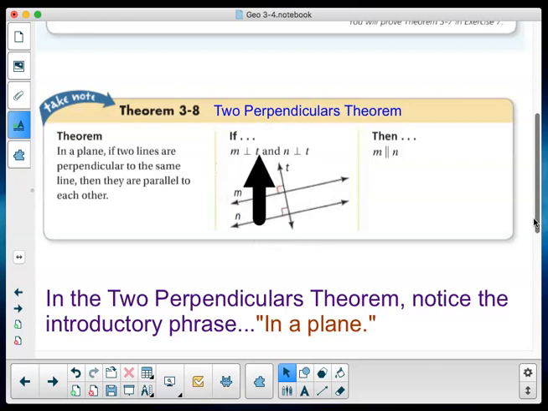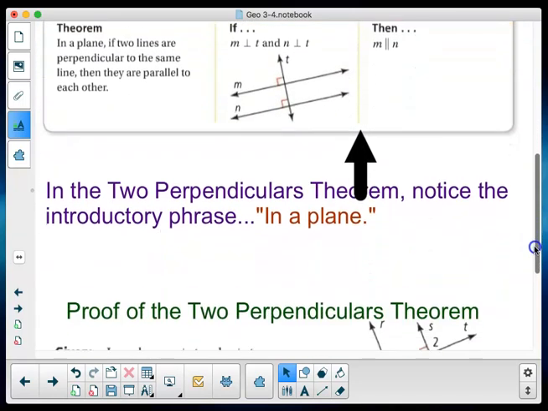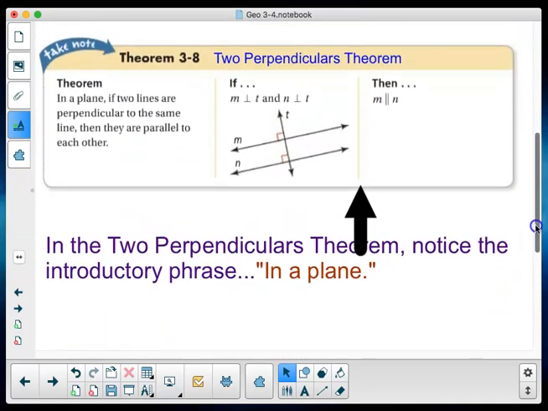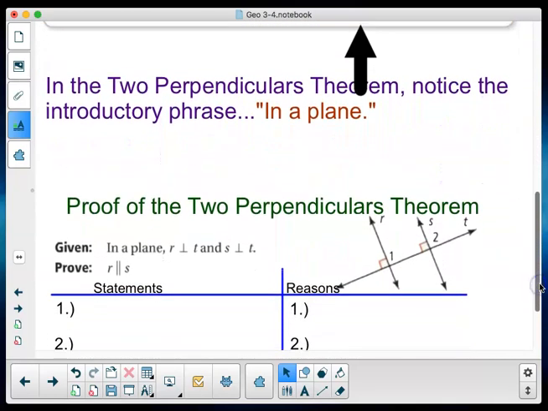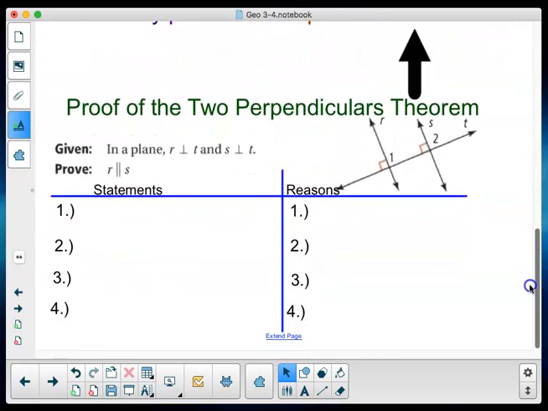M is perpendicular to T, and N is perpendicular to T. M and T are perpendicular, N and T are perpendicular, therefore M and N must be parallel. Now, in the two perpendiculars theorem, notice the introductory phrase, "in a plane." Proof of the two perpendiculars theorem: keep in mind, I'm going to prove the two perpendiculars theorem, so I cannot use the two perpendiculars theorem.